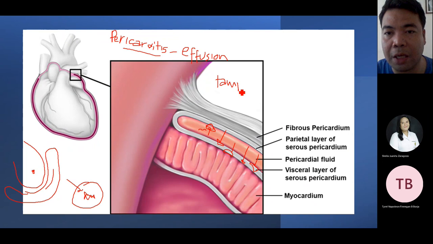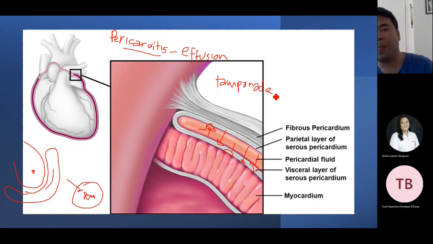Hindi ko na ilalagay yung cardiac, alam niyo na naman spelling nun. Ito lang, cardiac tamponade. It's pronounced as tamponade, but it is spelled as tamponade, as in lemonade. So, cardiac tamponade yun. Kapag yung puso mo, hindi na makatibok ng maayos kasi naiipit na siya because of the increased pressure in the pericardial space or in the pericardial cavity.